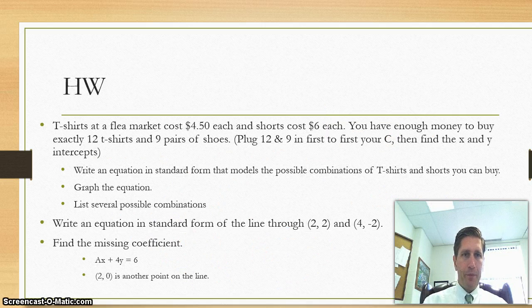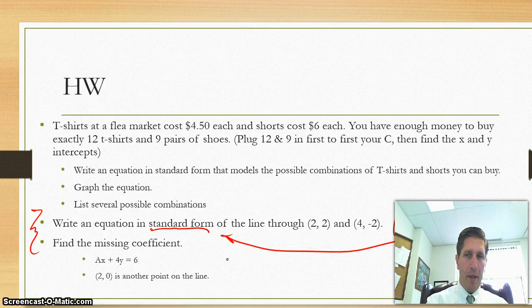So your homework. Let's talk about these first before I explain the story problem. Write an equation in standard form of the line that passes through 2, 2, and 4, negative 2. It needs to be in standard form, and you can use point-slope or slope-intercept to find your standard form equation. Doesn't matter to me. Then find the missing coefficient, just what we worked on. You're missing your a again, but they give us negative 2, 0 as another point. So find out what a equals.